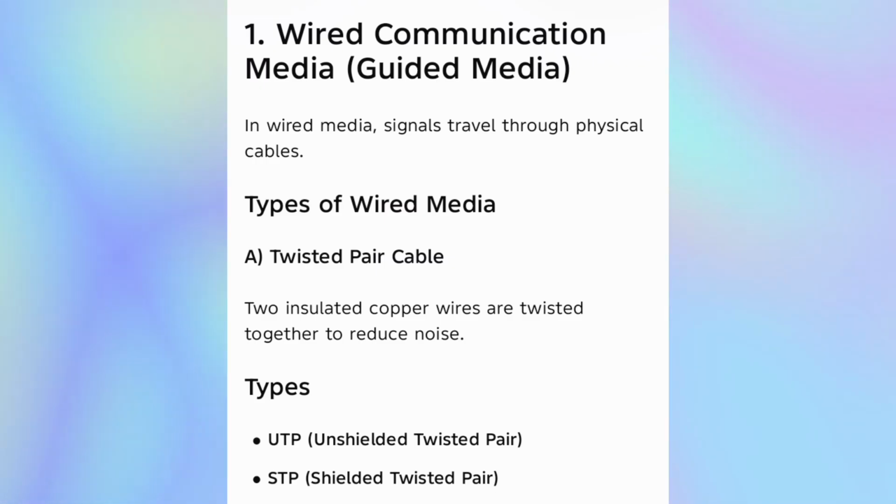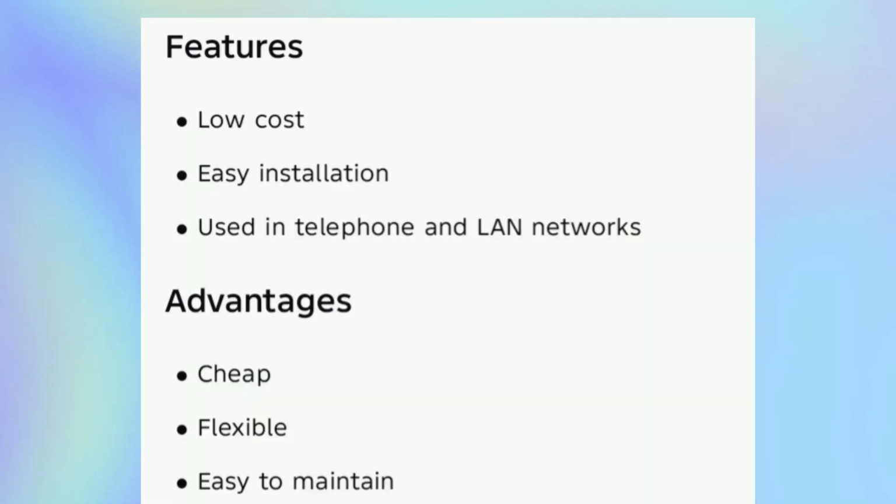Wired communication media, guided media. In wired media, the signal travels through a physical cable. Types of wired media: twisted pair cable. Twisted pair cables feature low cost and easy installation, and are used in telecommunication and LAN networks. Advantages: cheap, flexible, easy to maintain.